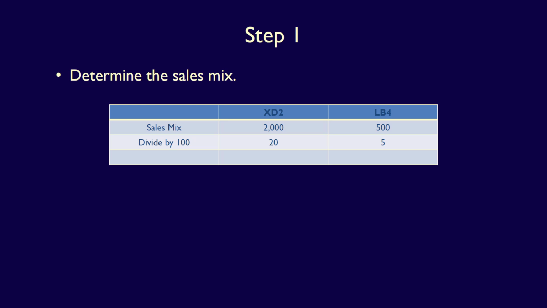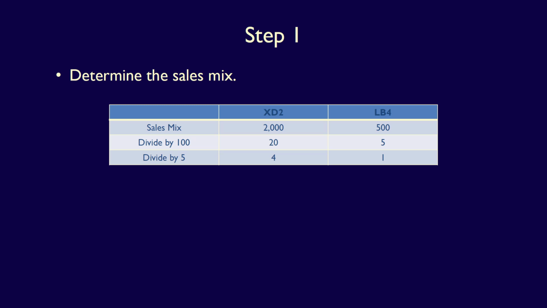I start with the original sales mix, 2,000 and 500. Then I divide both amounts by 100, in which case XD2 is 20 and LB4 is 5. However, that's not the smallest possible whole number. I can further reduce this by dividing both sides by 5, so the sales mix will be 4 to 1. This means that every time I sell 1 unit of LB4, I also sell 4 units of XD2. This is my basket of goods, my package. For every 1 unit of LB4 that I sell, I will also sell 4 units of XD2.